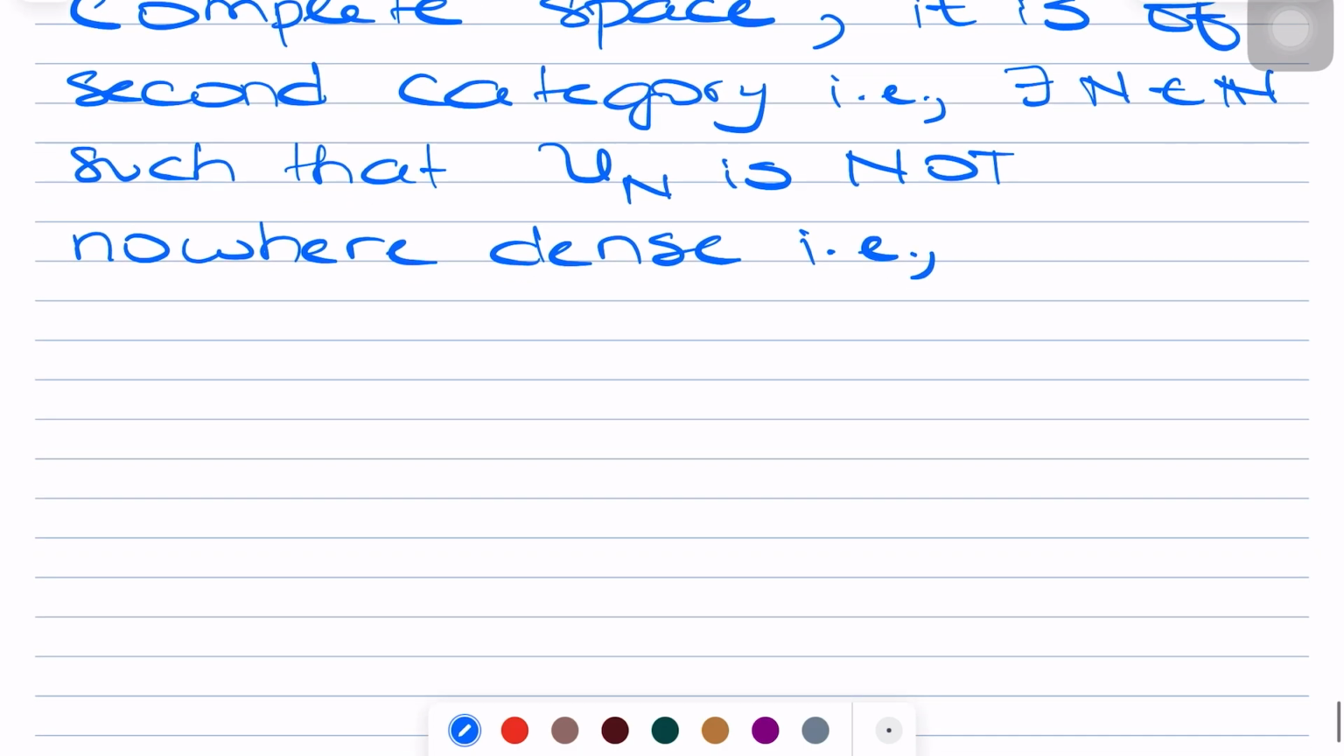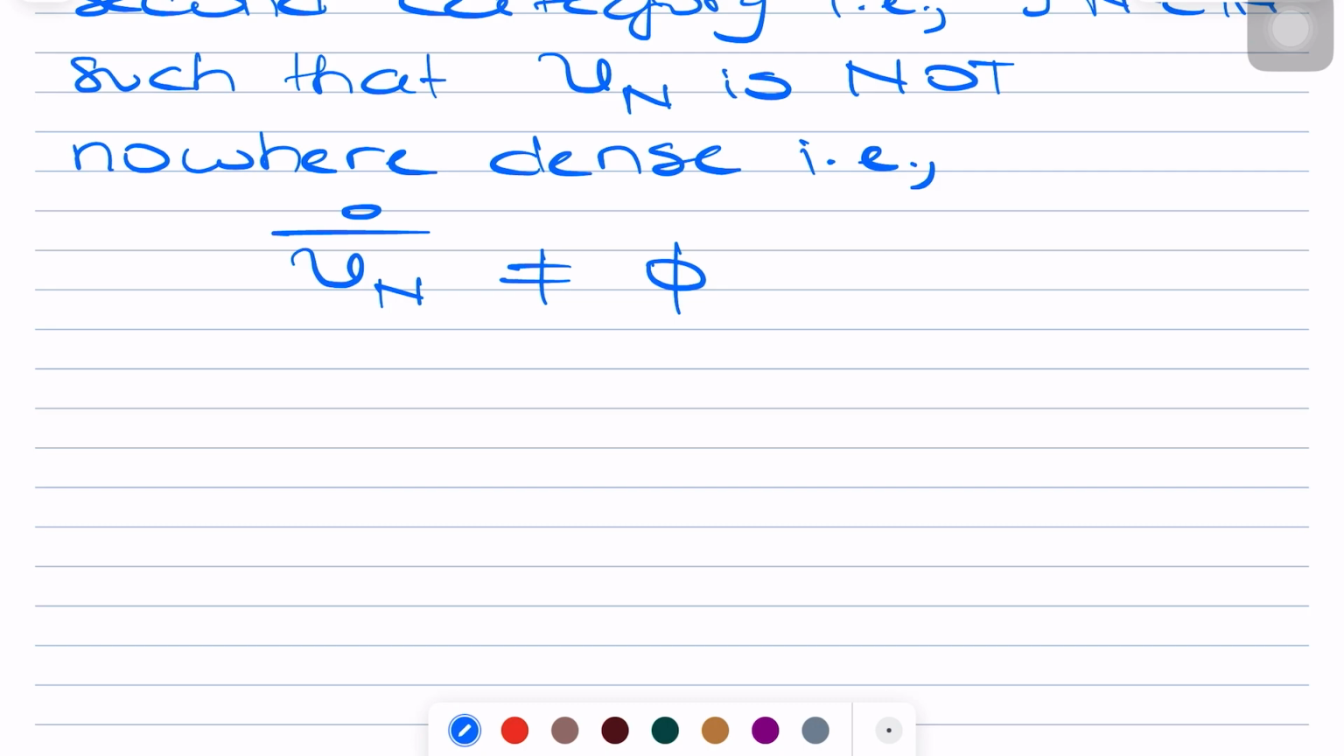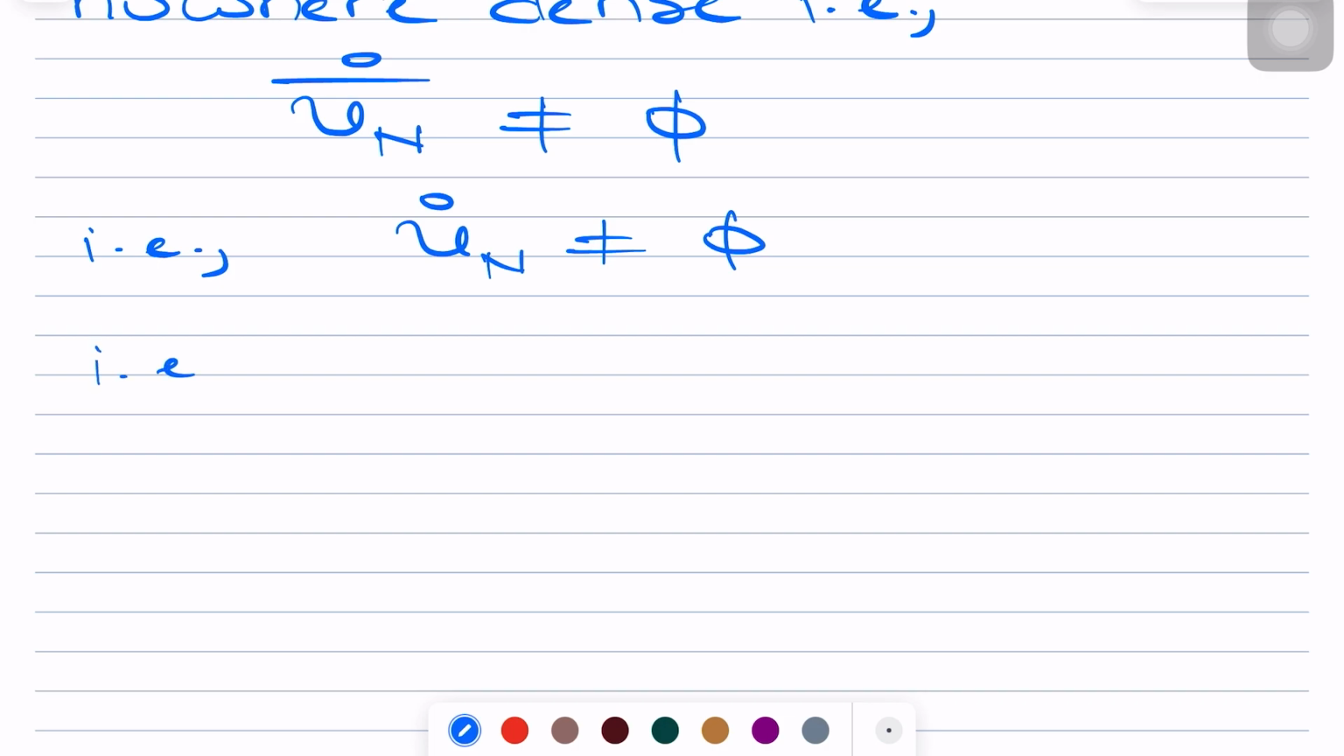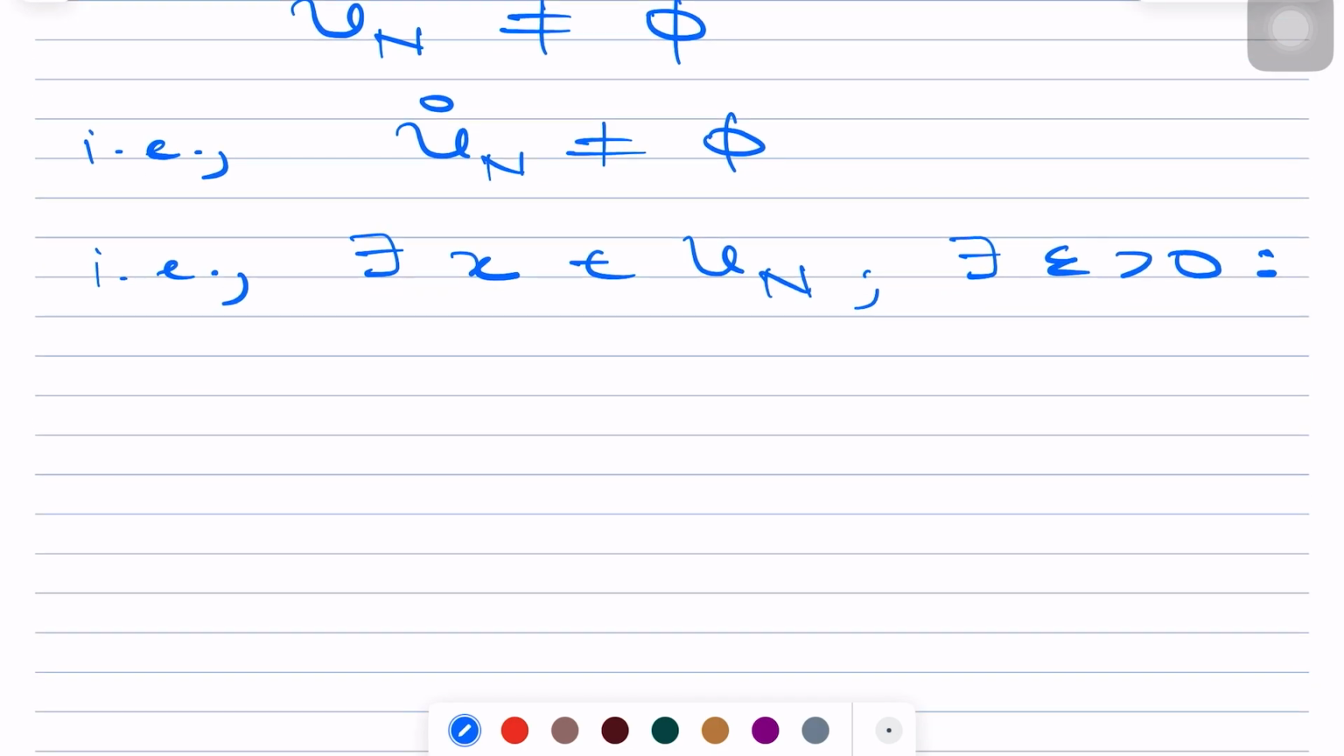that the interior of the closure of U_N is different from the empty set, right? But U_N is actually a closed linear subspace, so this means that the interior of this is non-empty, right? So this means there is this x in U_N, right? And there is an epsilon positive, such that there is this x in the interior.